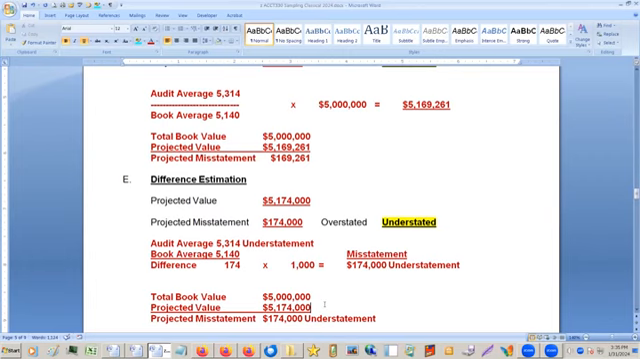And this is a plug number here. We've got 5 million plus the 174. So what would be the projected value? It's understated, so we have to add this into it. So this would be the projected value. This is where it gets kind of confusing. So whenever the audit average is higher, it's an understatement.